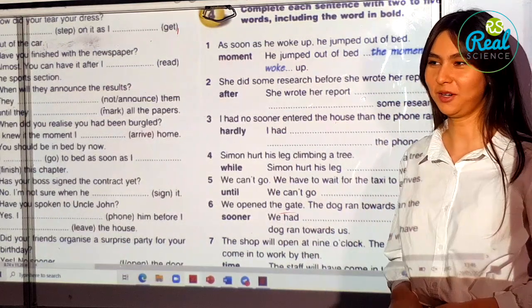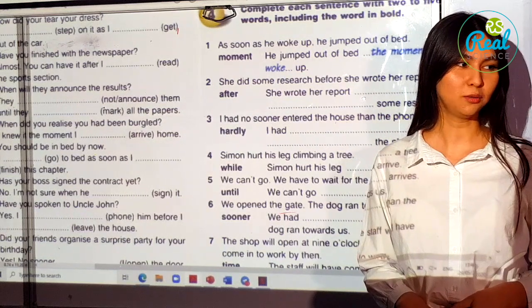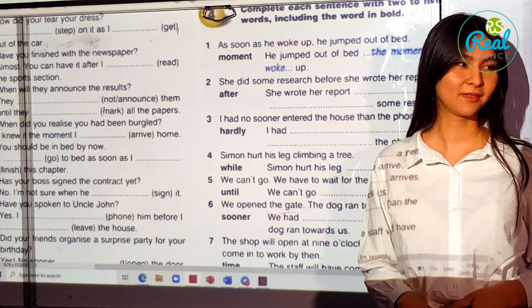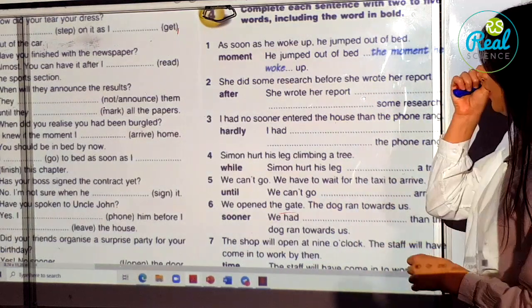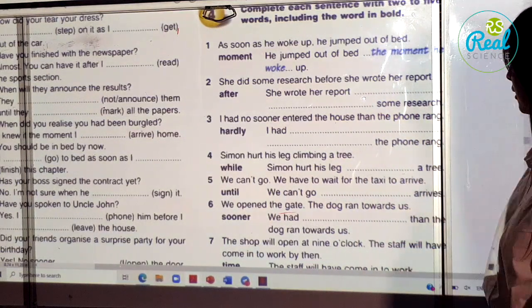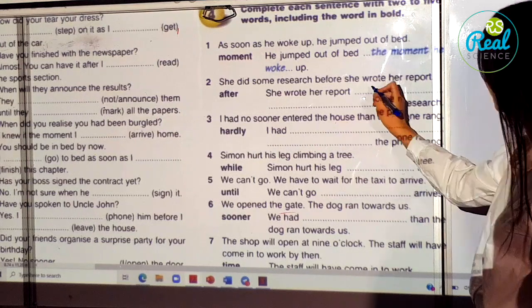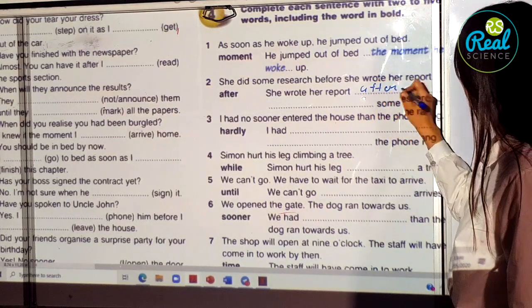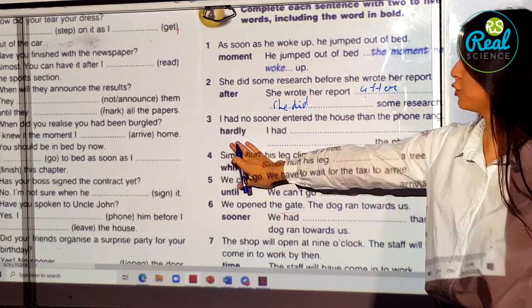Timurbek, can you read the second part? She did some research before she wrote her report. She wrote the report after she did some research. Very good. After she did some research. Nice.